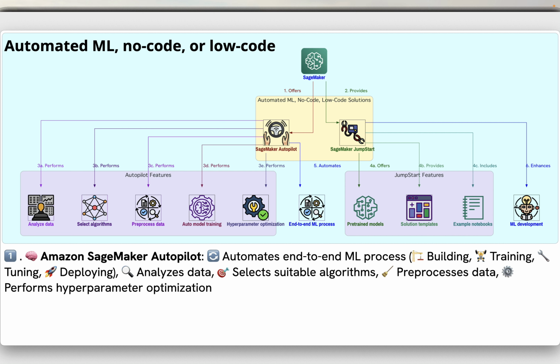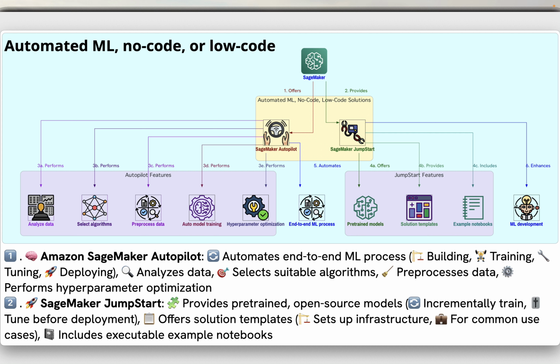First, Amazon SageMaker Autopilot is an automated machine learning (AutoML) feature set that automates the end-to-end process of building, training, tuning, and deploying machine learning models. Amazon SageMaker Autopilot analyzes your data, selects algorithms suitable for your problem type, pre-processes the data to prepare it for training, handles automatic model training, and performs hyperparameter optimization to find the best performing model for your dataset.